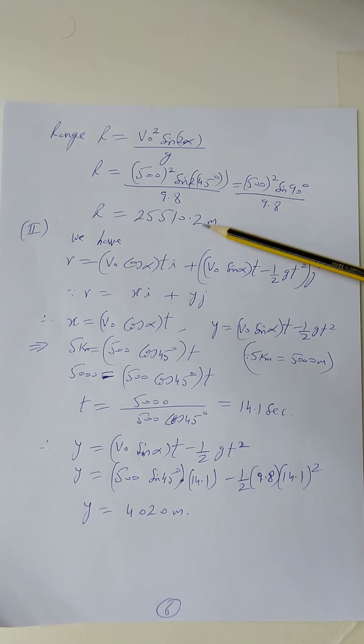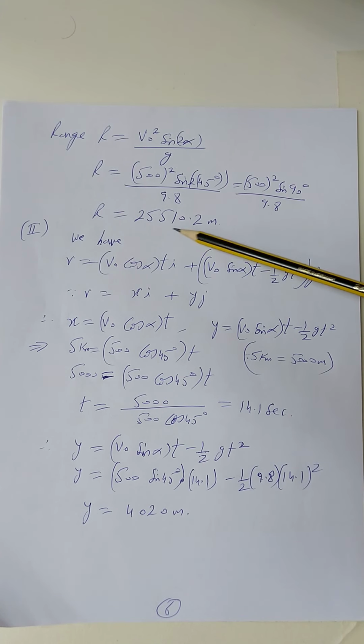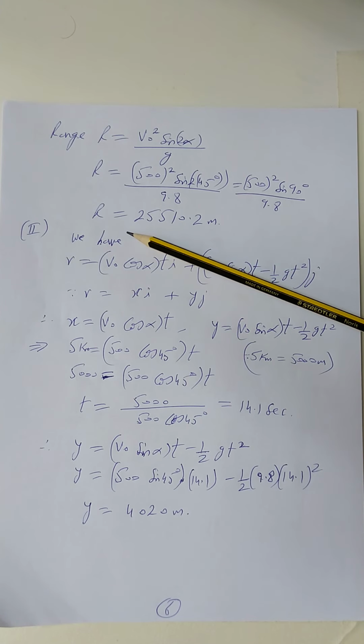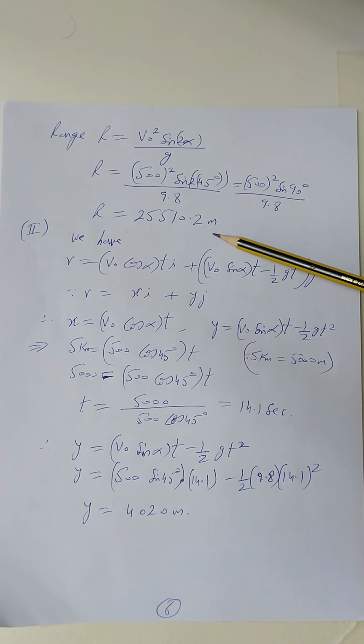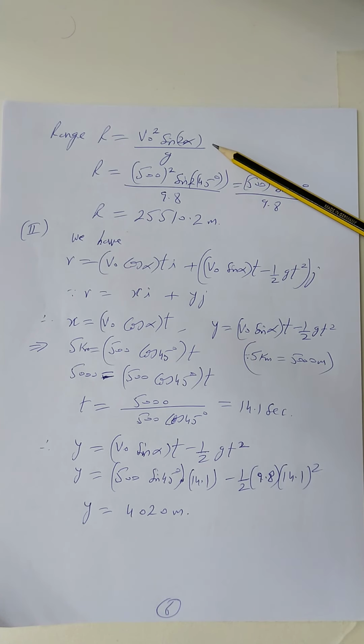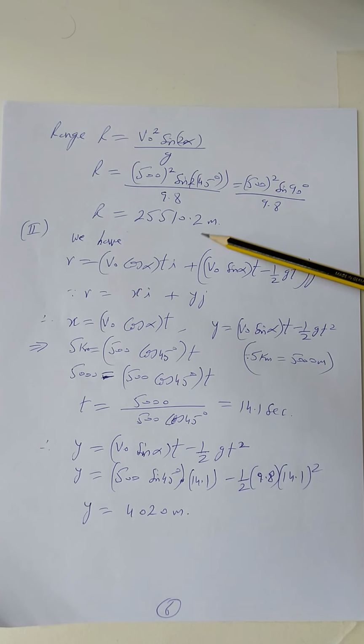The question was how far, so this will definitely be a distance, which means the unit is meters. So your range is 25510.2 meters. This is the second part. If you know the formula, you just substitute the values, and then this question becomes very easy.